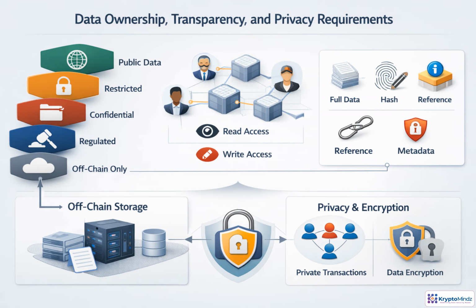Shared ledger does not mean shared everything. Start by classifying each data element: public to the network, restricted, confidential, regulated, or off-chain only. Then define who can read it, who can write it, and who is responsible for retention. For on-chain design, choose the minimum exposure needed: full data, a hash, a reference, metadata, or a proof. These choices drive permissioning, private transactions, and encryption, while keeping business transparency compatible with legal privacy.